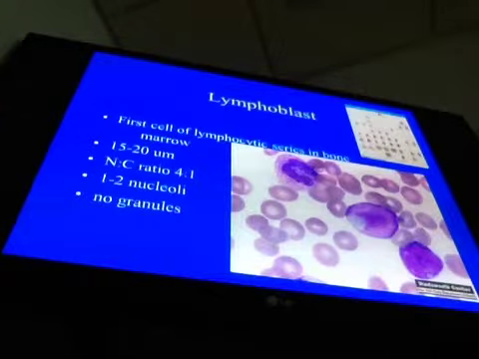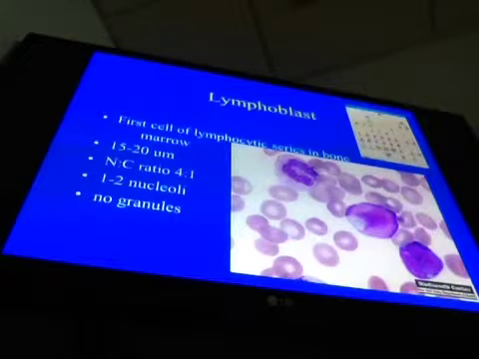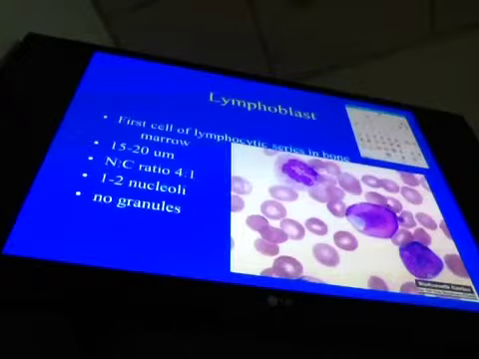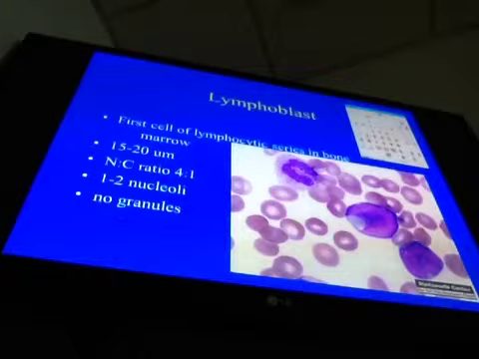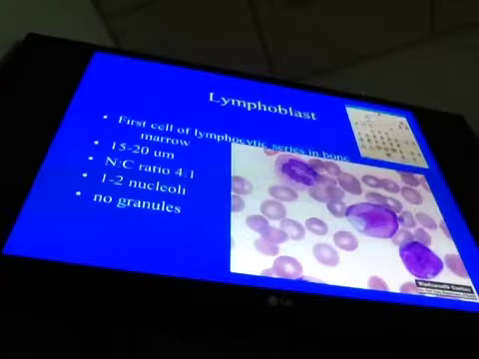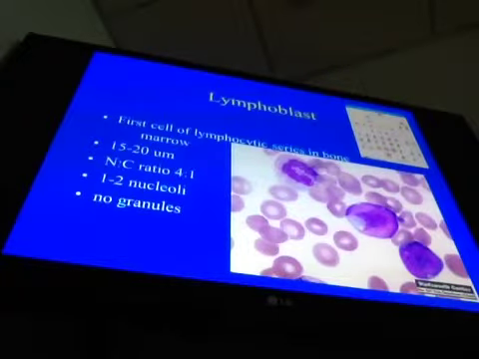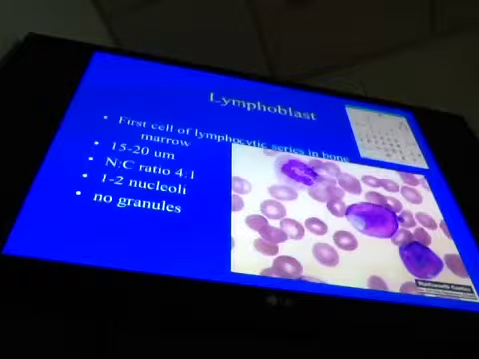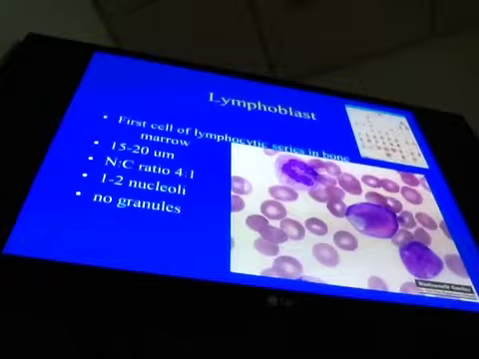The lymphoblast, the first cell in the lymphocytic series in the bone marrow, has a nuclear to cytoplasmic ratio similar to the blast of the monocyte. It's about 4 to 1. You see a whole lot of big purple. You see 1 to 2 nucleoli, and you see no granules. So the difference here, if we look at differentiating lymphoblasts from monoblasts, is really we have very smooth staining cellular material. We don't have that ground glass appearance that we see with a monoblast.